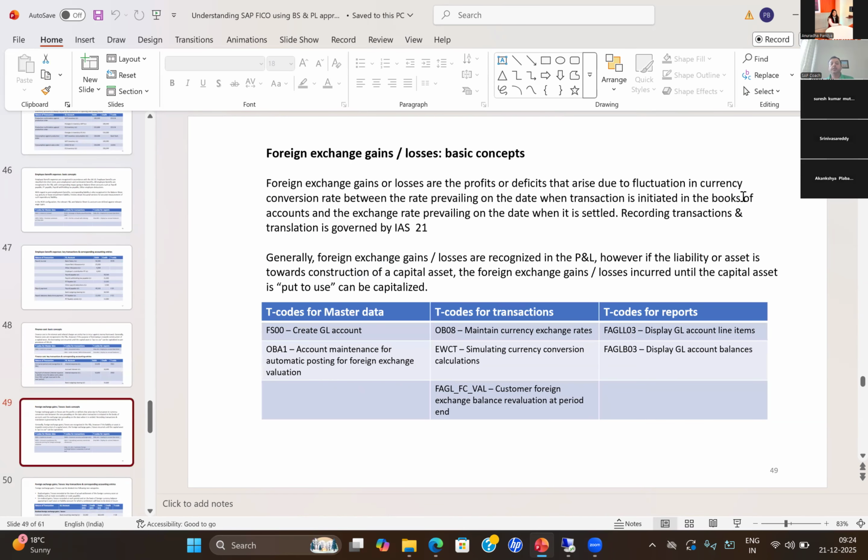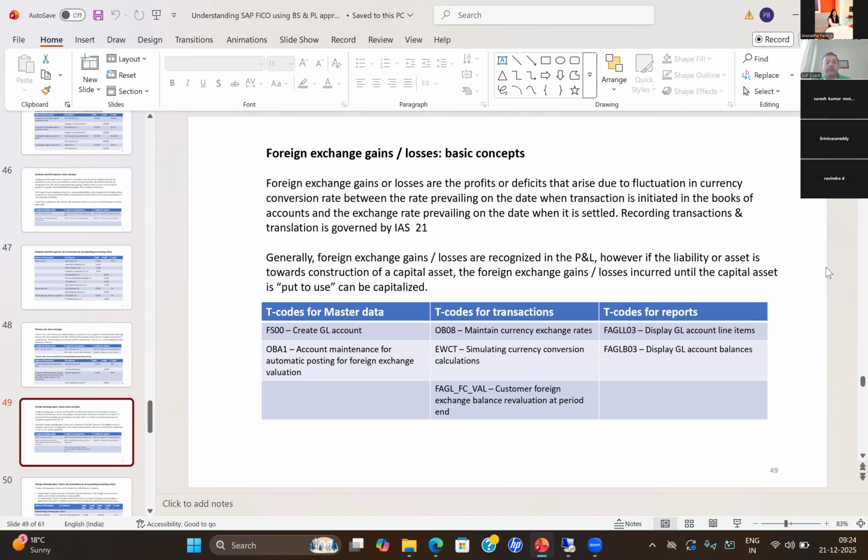So here you see I have covered in the initial paragraph what is written in the accounting standard. So foreign exchange gains or losses are the profits or deficits that arise due to fluctuation in currency conversion rate between the rate prevailing on the date when the transaction is initiated and when it is settled. So now what we have learned so far is that there are two types of foreign exchange fluctuation gain or loss. One is realized and second is unrealized.